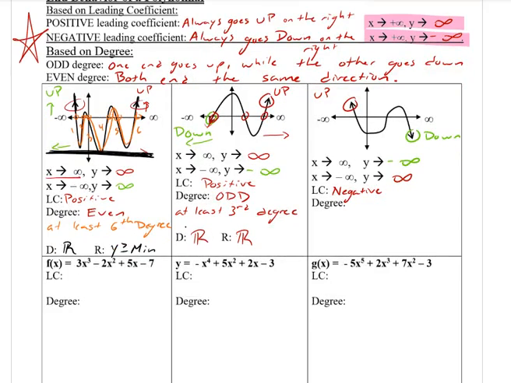My degree, because they're going opposite directions, we know my degree is going to be odd. Now we need to see what number of degrees it's going to be. Any change, and notice how this one looks kind of odd, any change in direction is another degree. So, for example, 1, 2, 3, this slight change here actually makes it 4 and 5. So odd and at least 5th degree.